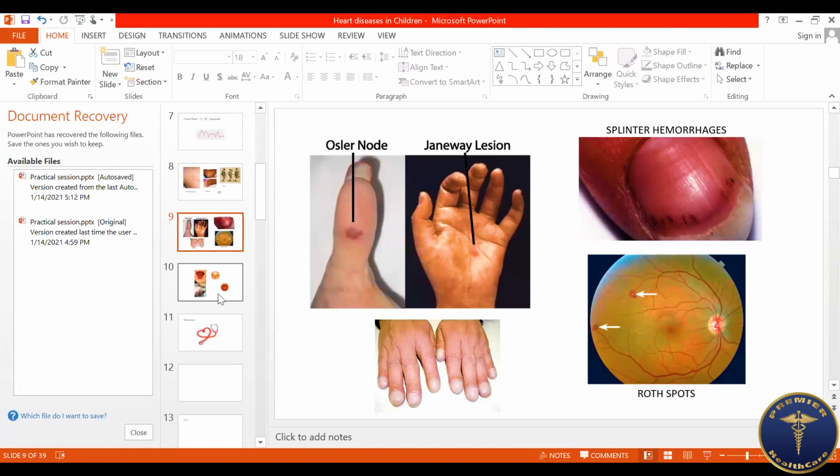Remember, one patient will not have all the features of a full package of infective endocarditis. Instead, he might present with only Osler node and fever. They might present with splinter hemorrhage and fever. They might present with clubbing and fever. We should be smart enough to pick up that and get an echo done and treat the child.